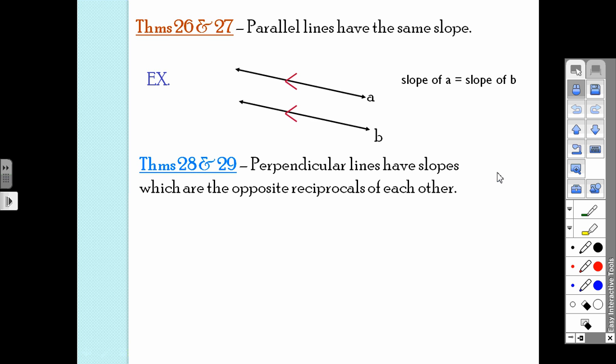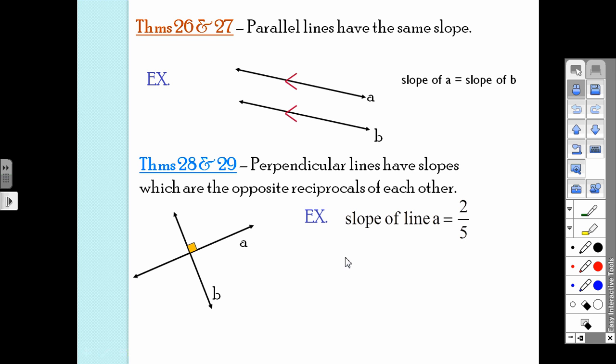Theorems 28 and 29 deal with perpendicular lines and their slopes. And the interesting thing about perpendicular lines is that their slopes are opposite reciprocals of each other. So here's my example. Line A is perpendicular to line B, which we can see by our little right angle mark there. And say we were able to use our formula and calculate the slope of line A, and it came out to be 2/5. So that's this line right here, 2/5.